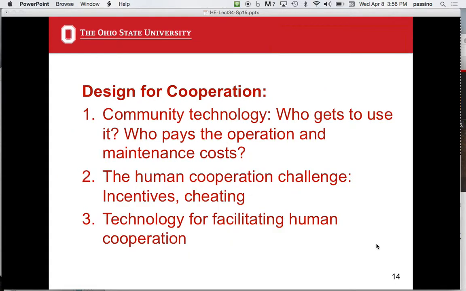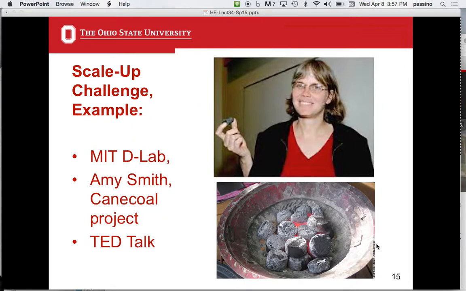Next, design for cooperation. I just want to mention this and I'm going to go on. I'm going to come back to the water problem in the technical part that we're going to cover in this chapter and talk about the automation of that cooperation problem. And we'll discuss whether it's a good or bad idea.